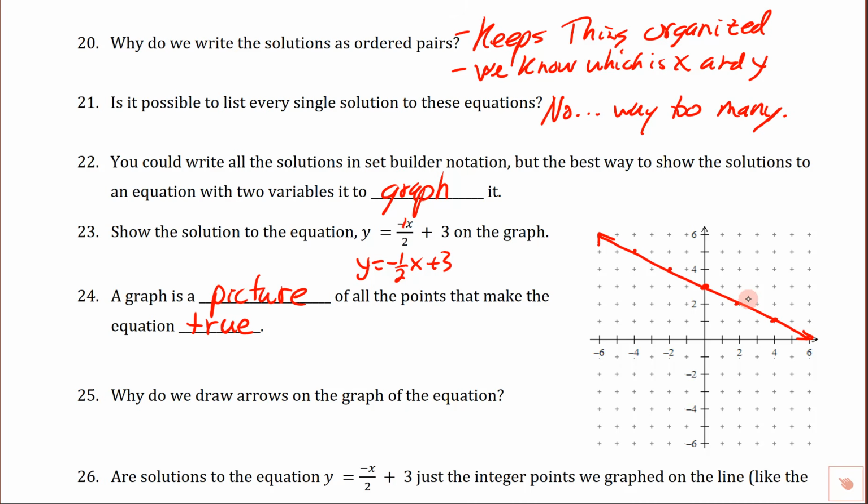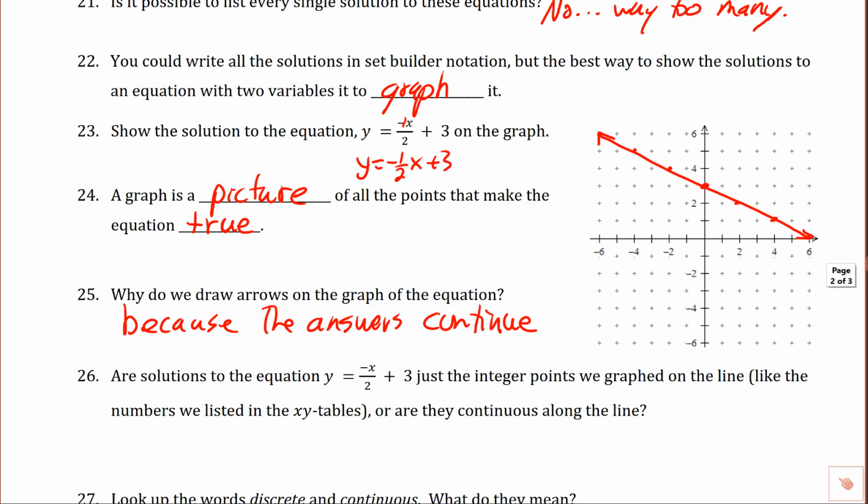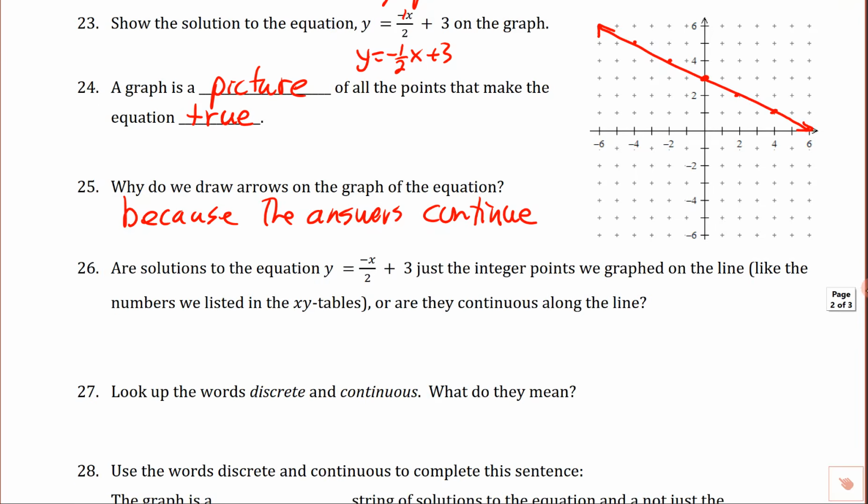So why do we draw arrows on the end of this? Because the graph continues, because the answers continue. Those xy pairs continue. They continue off in each direction. There's an infinite number of them. They don't stop once we get to the end of the page.